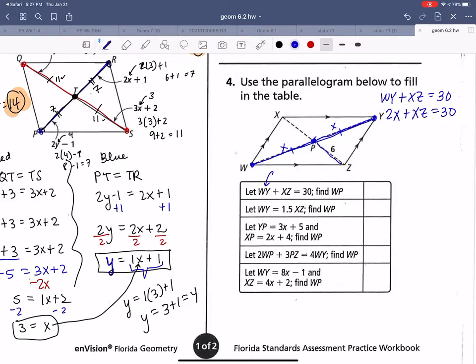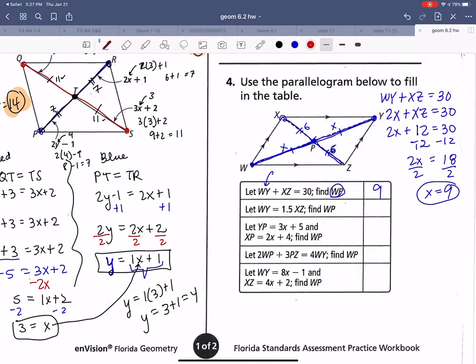Now I know this is 6, so that means this one has to be 6. So that means the whole thing has to be 12. So XZ is 12. So now I have my formula. If I subtract 12 on both sides, right, I get X is 8, and X is what they asked me to solve for, WP. So that is 9.